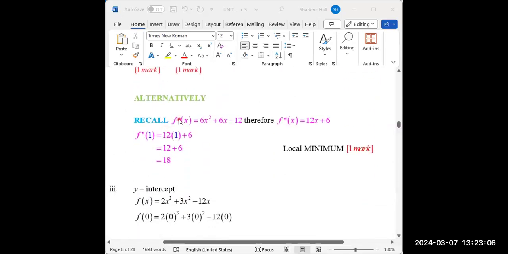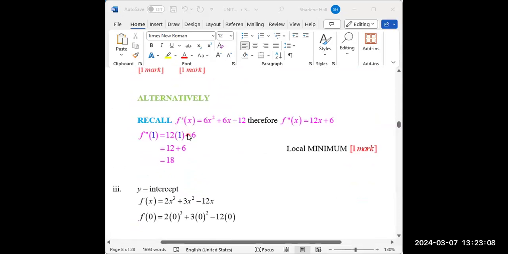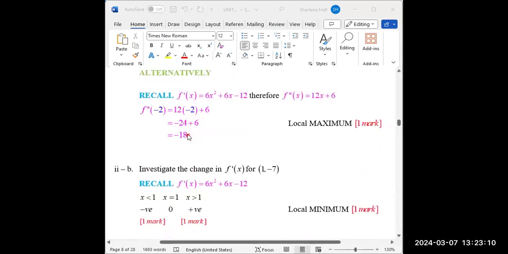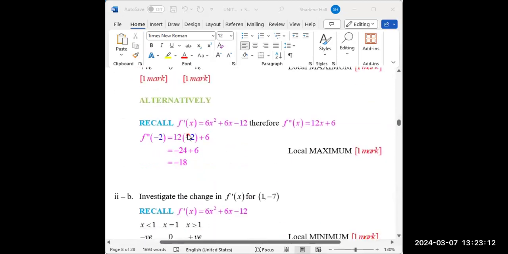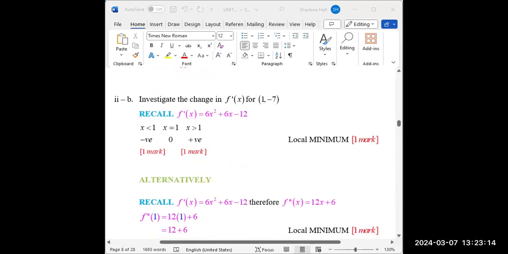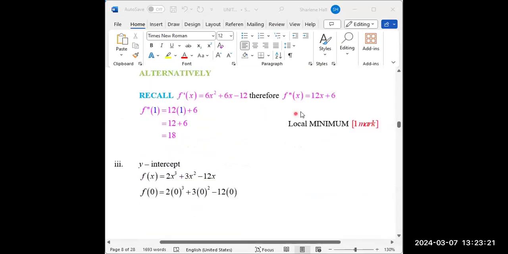When I do the same thing and substitute, the other one is 1, 7. When I substitute the 1 in for the x, I have 12 times 1, which is 12, plus 6 is positive 18. So I have a local minimum. All right, so that's how we do the maximum and minimum.